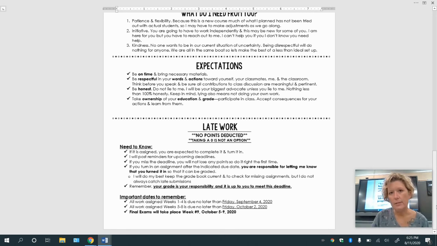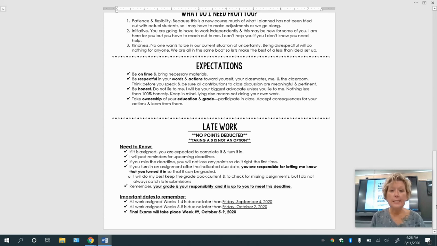If I make an assignment, I expect you to complete it and to get it turned in in a timely manner. I'm going to post reminders for upcoming deadlines. If you miss a deadline, like I said, you're not going to lose points. So do it right the first time. Don't turn in something just to get it turned in, because that's going to impact your grade. And I'm not going to be like, oh my gosh, they were up late last night because they had to work, so I'm going to give them some. No, you've got extra time, get it done.